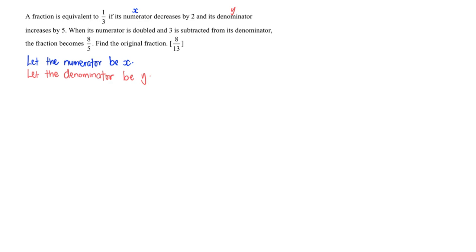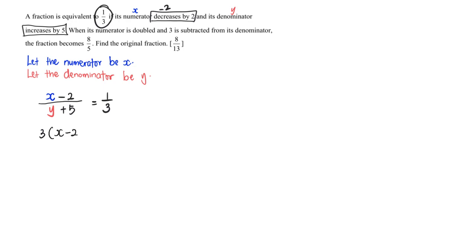Let's start to see. My x, if I decrease it by 2, means I minus 2, and my y, increase by 5, means my y plus 5, and this will give me 1/3. I'm going to simplify this by using cross multiplication so that you can see the next line will be this.